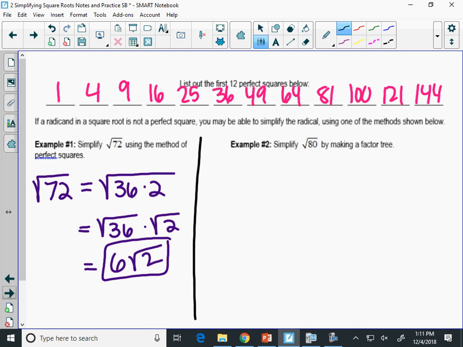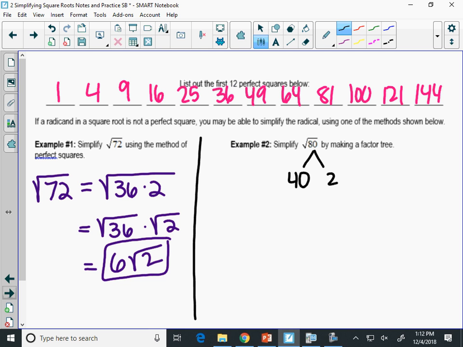So let's use the method of factor tree to break down radical 80. What we're going to do is break down 80 into all of its prime factors. So I just want you to tell me 2 numbers that multiply to 80. Any 2 numbers? 40 and 2 works. So we'll do 40 and 2.